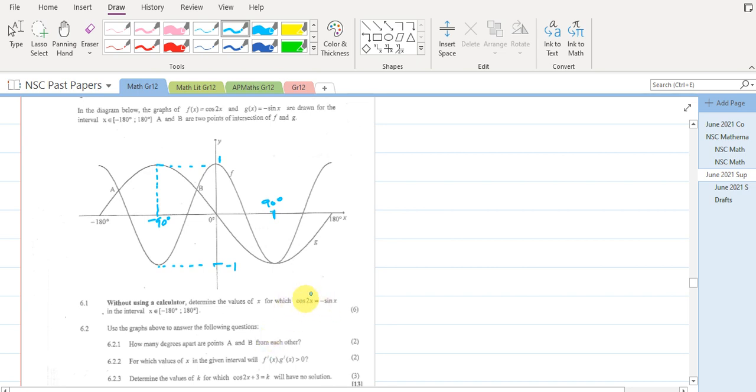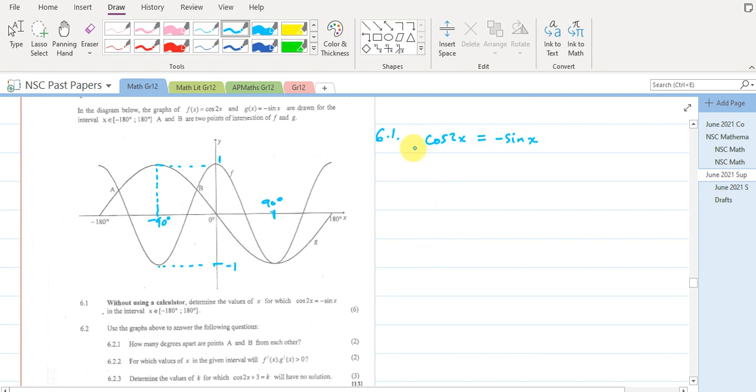Solving this algebraically, let's say 6.1. Let's solve this. Maybe we need to use special angles. So what we have is cos 2x is equal to negative sine x. Now to solve this, you can convert everything into sine, or you can use cos and sine combination co-ratios.